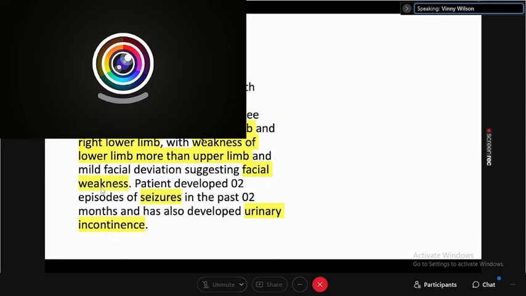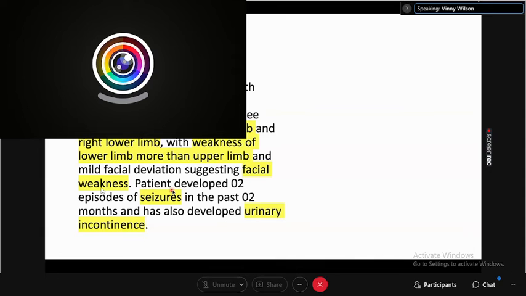So from this, just the pattern of the weakness, we could ascertain that this could be a cortical lesion on the left side. So once we have reached that kind of localization, we also look for supporting features, and there we see that the patient has seizures. So we know that this patient has seizures.